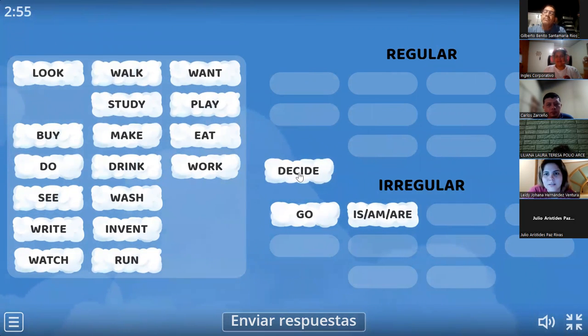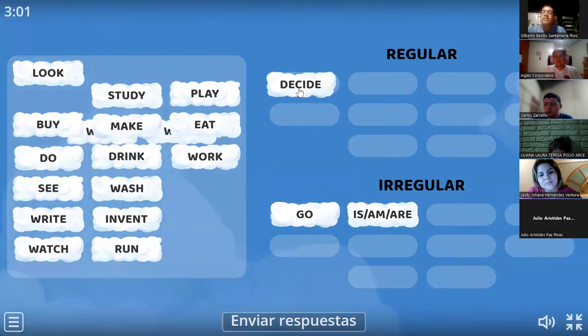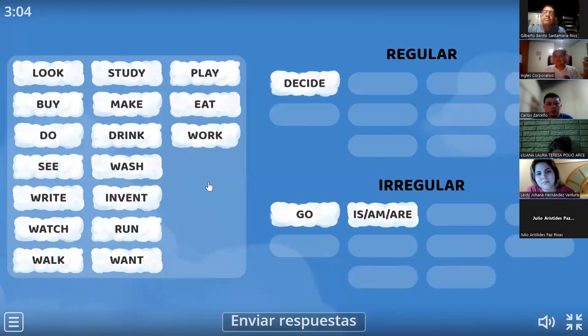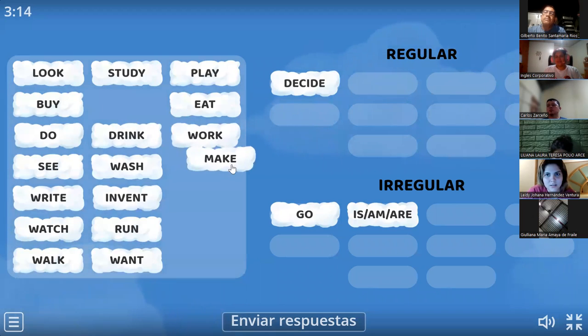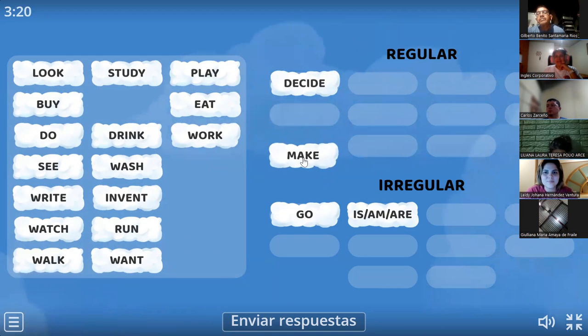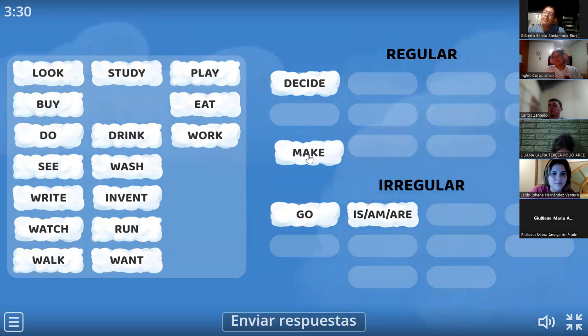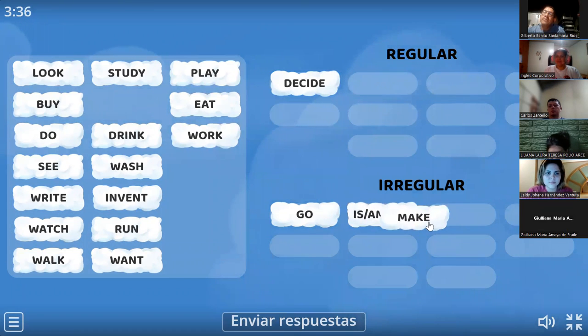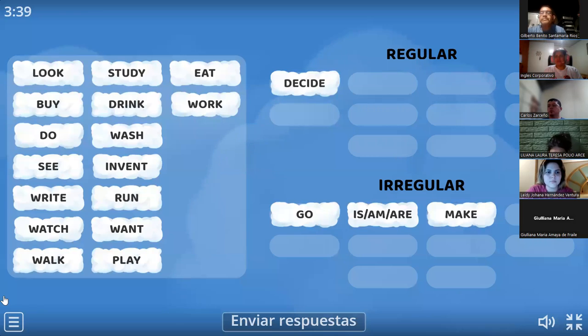Okay, decide. Regular or irregular? Regular. Okay, it is regular. How do you pronounce the verb in past tense? Decided. Okay, very good. Thank you so much. Okay, Liliana, are you there? Yes, irregular. Make, irregular. Okay, what is the past tense of make? Make up. No. Someone who can help her? Made. Okay, very good.